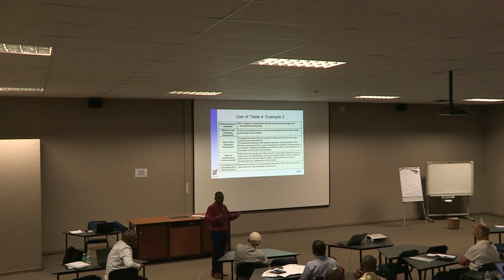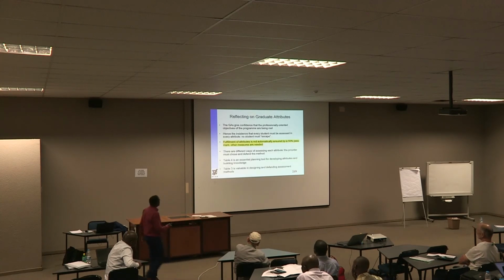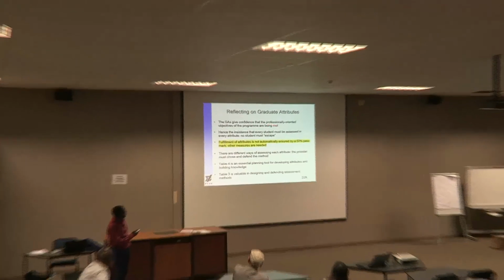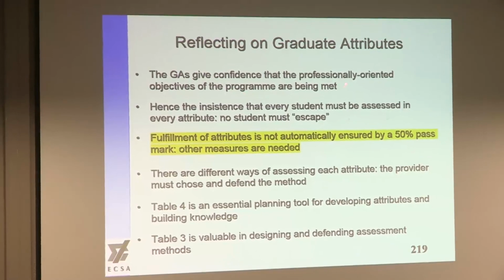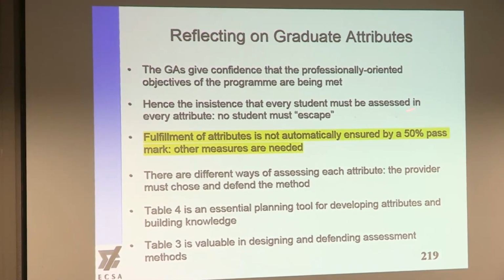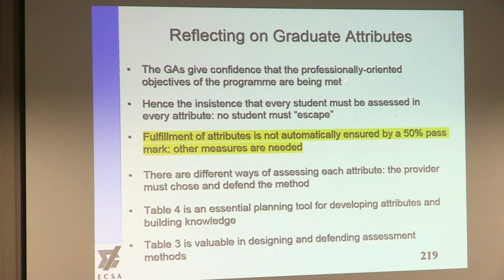We were on the reflection on the graduate attributes, that they give confidence that the professionally oriented objectives of the program are being met, and the insistence that every student must be assessed. You see, must, not shall, not will or can. In every attribute, no student must escape. Fulfillment of an attribute is not automatically ensured by a 50% pass mark. Other measures are needed. There are different ways of assessing each attribute. The provider must choose and define the method. Table 4 is an essential planning tool for developing attributes and building knowledge. Table 3 is valuable in designing and defending the assessment methods.